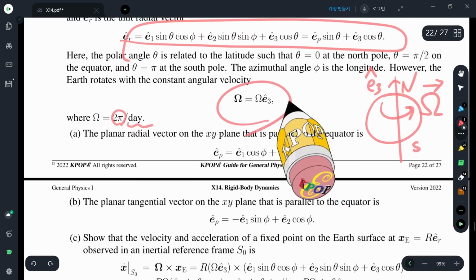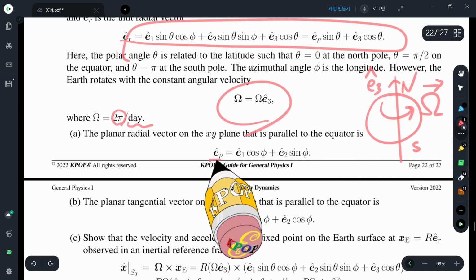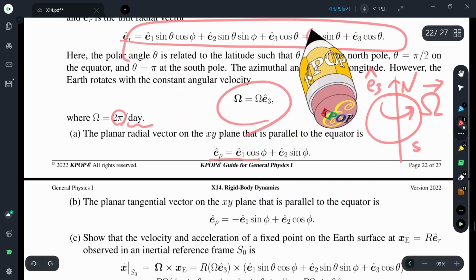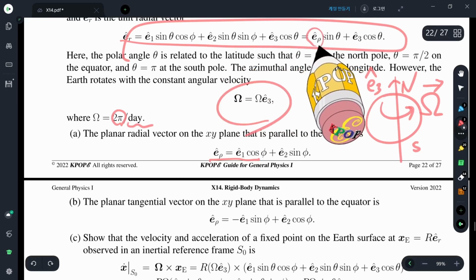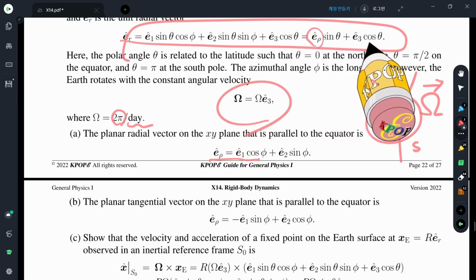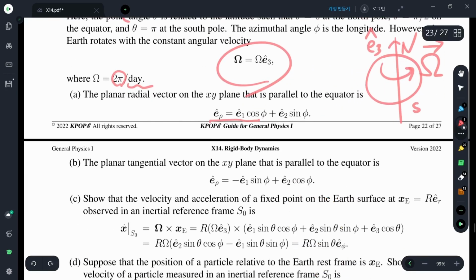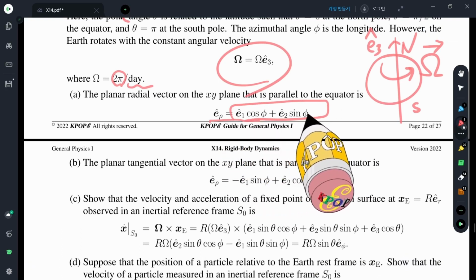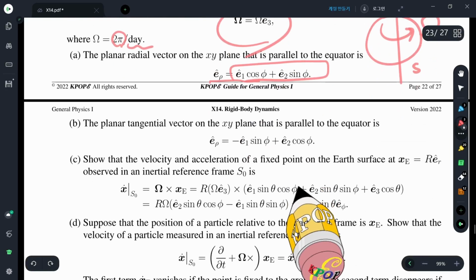Next, we introduce the planar radial vector. This is spherical polar coordinate, and we introduce the planar radial vector, and that consists of E1 and E2 with cosine and sine projection.